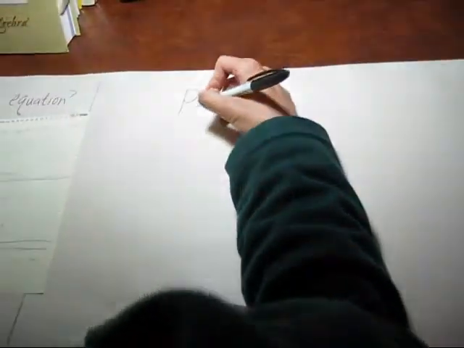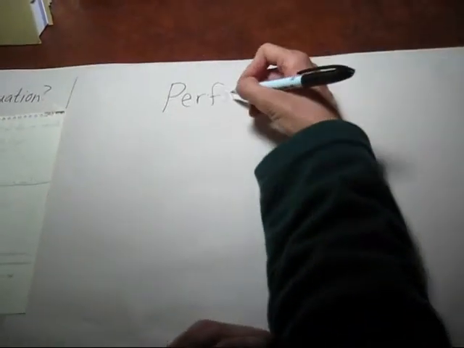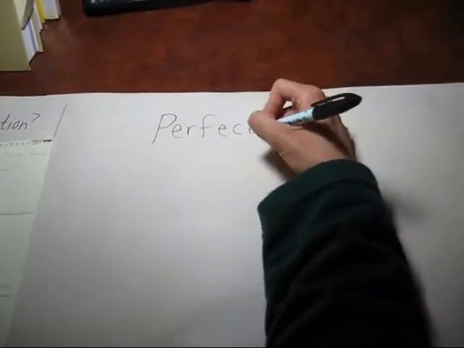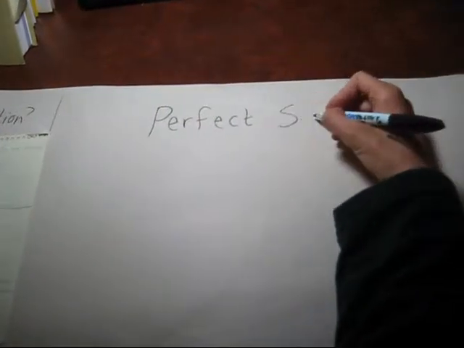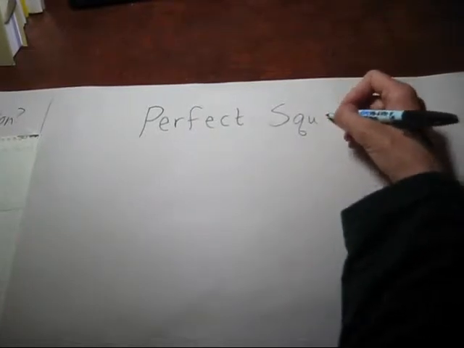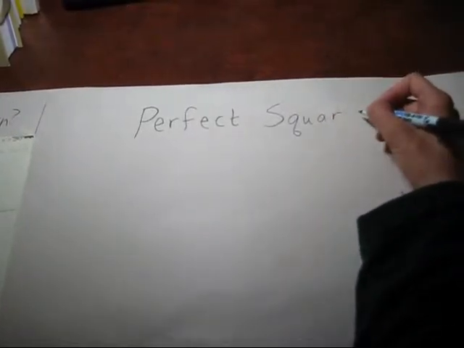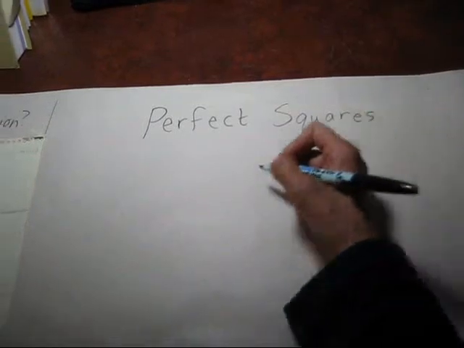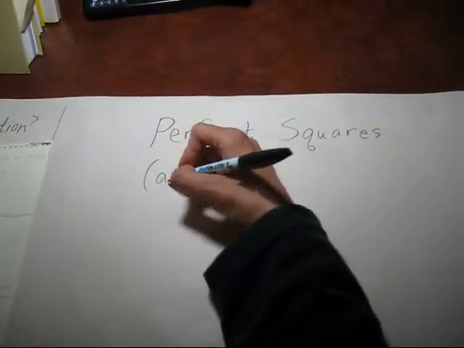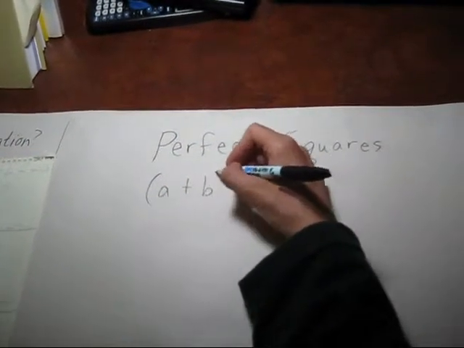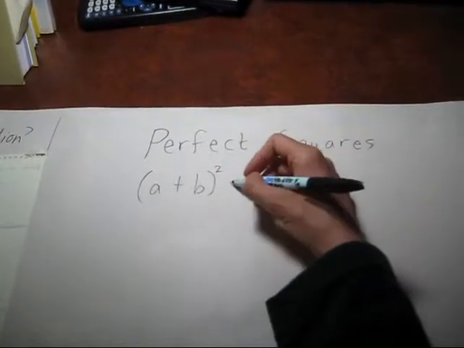I'd like to go over perfect squares a little bit. If you can recognize perfect squares, then you can factor them right off the bat. Save yourself some time. So let's see what a perfect square looks like when it's FOILed out, and that'll help us know when we can factor it back into a perfect square.